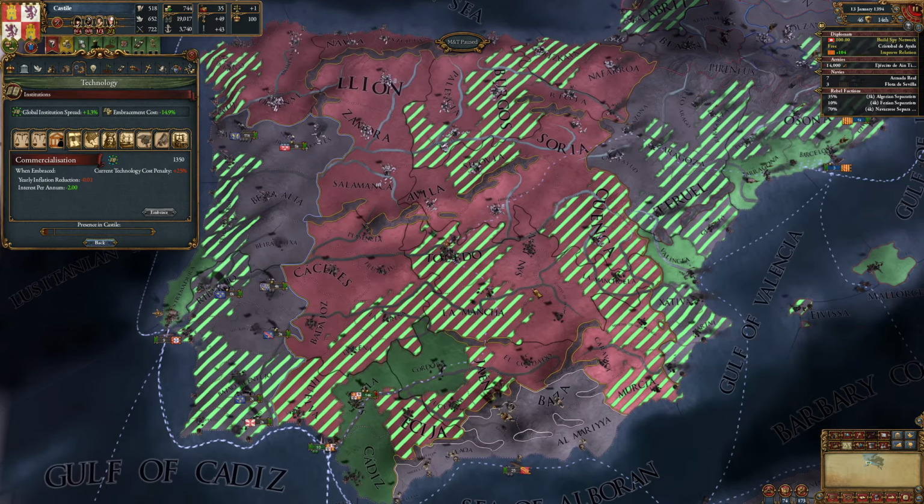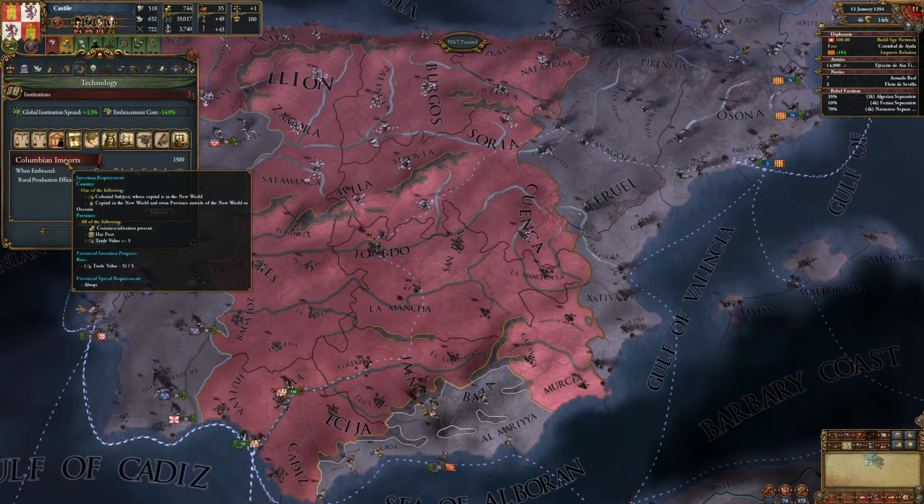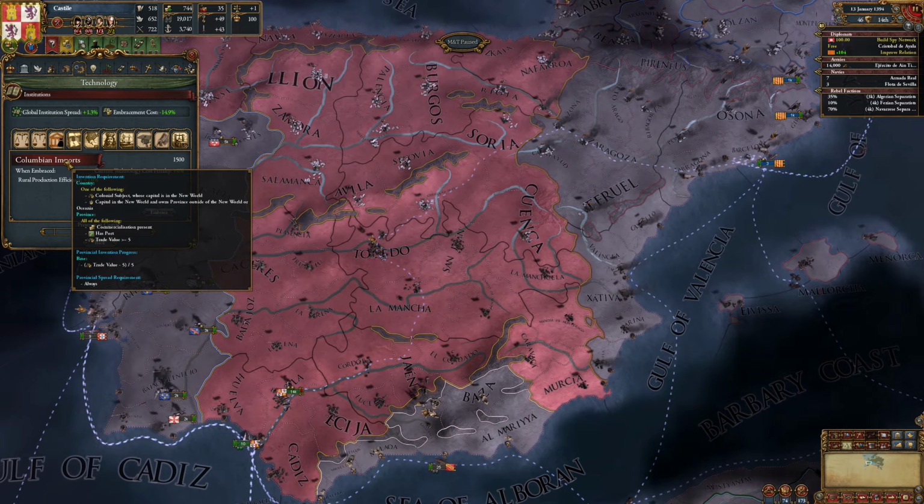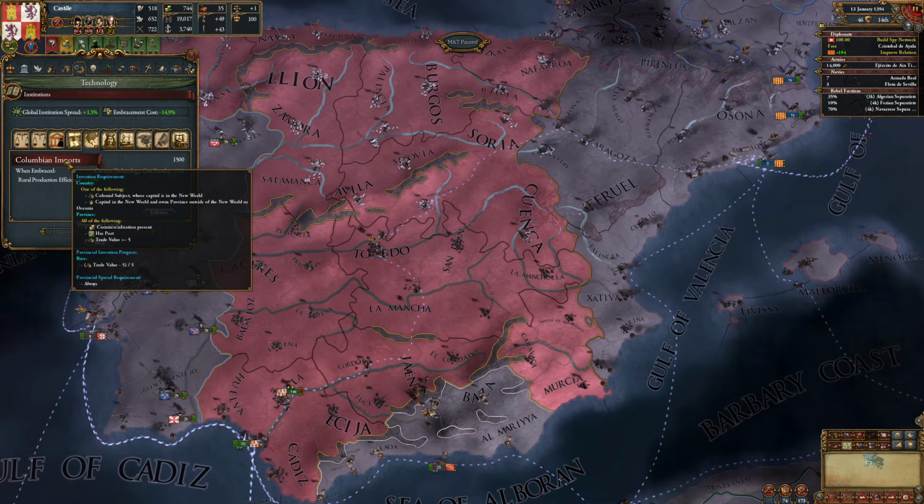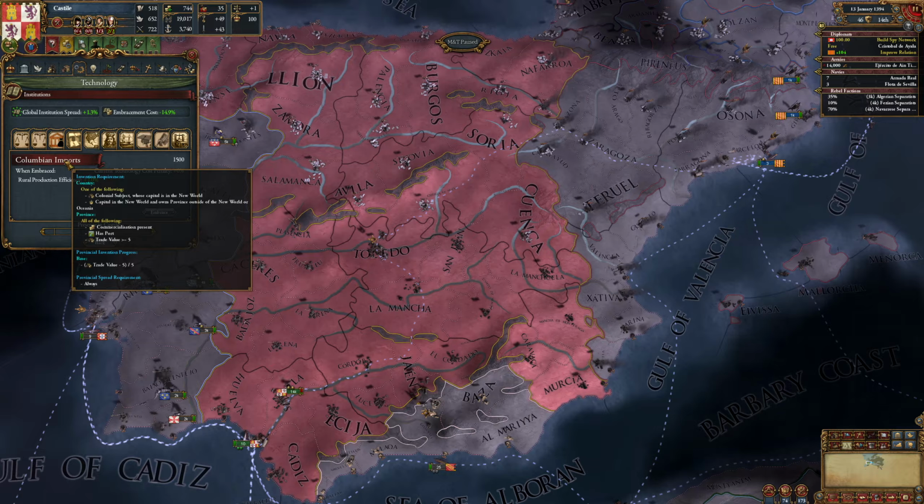That more or less is institutions. You want to try and make sure that you meet, if possible, the invention requirements of each institution before it comes along, so you can invent it. Remember that once it exists in the world, multiple countries can invent it. It's not that the first person to invent it gets a big boost. Lots of different people can invent it.